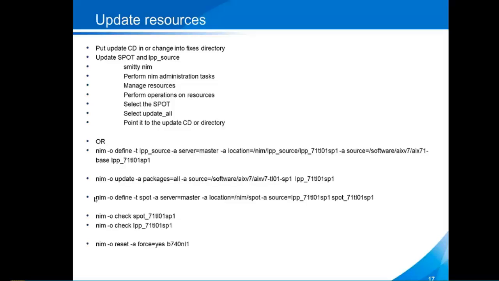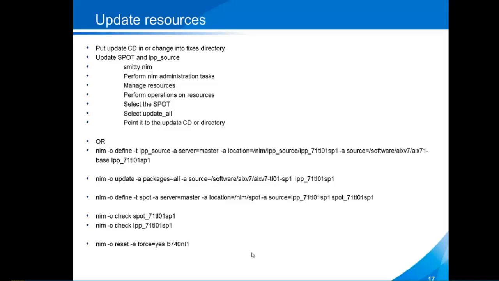Here I have the command for defining a SPOT, and in this case the SPOT is being defined from the LPP as a source. Now if this was a VIO server SPOT that I was defining, I would actually have the source be the mksysb image of the VIO server, because we don't have LPP sources for VIO servers. Updating the SPOT I normally do from SMIT because there's a whole bunch of installp flags that it sticks on the end, and it's just much easier to do that from smit nim. But you can certainly figure out the update command and do it that way.